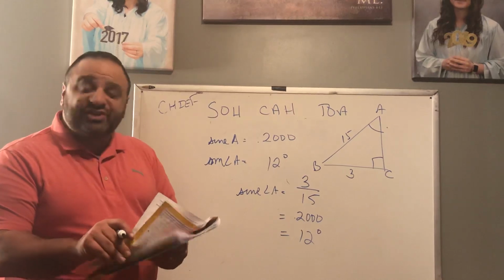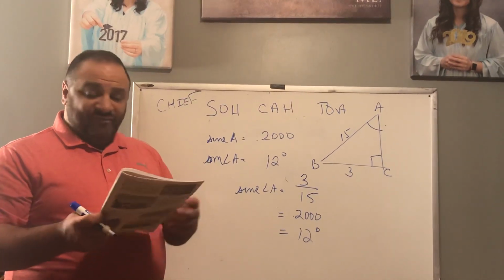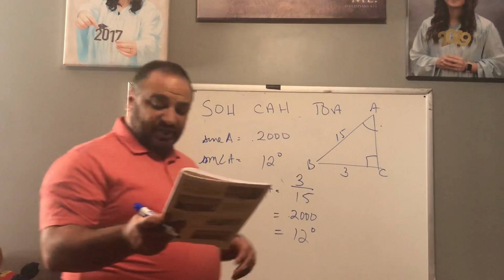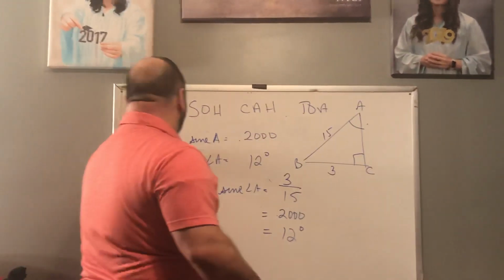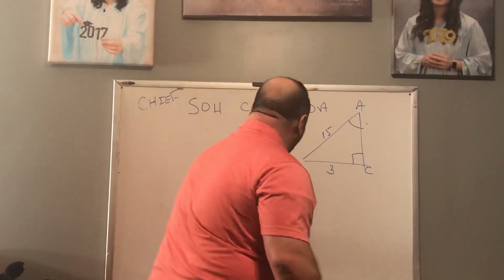Now, page 37, we had to do 5, 7, 9, and 13. So quickly, we'll go over one each, and then we'll get the answers. Make sure you have the correct answer for homework.